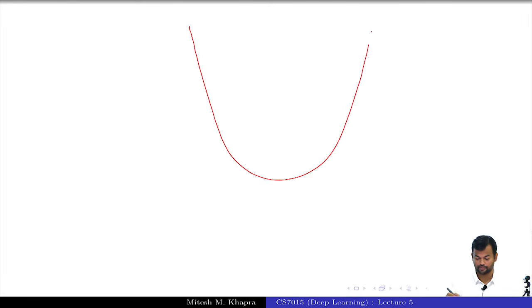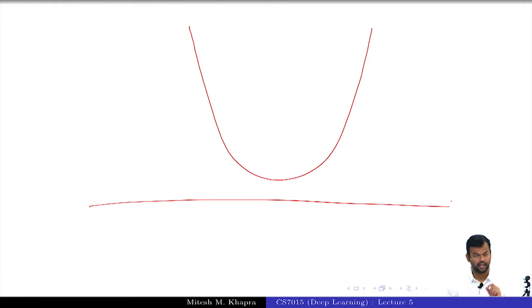So let's see why this is happening. I'll give you an alternate explanation for this. Suppose this is my error surface. I've drawn it too big. I have a single variable with respect to which I'm trying to optimize. So this is my W. I started off with some initial value W0. Now, what is the gradient at this point?